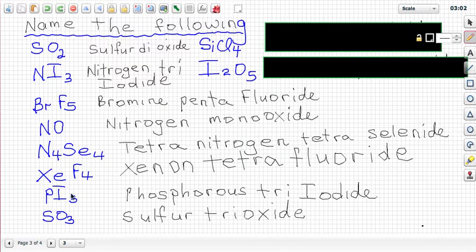Okay, PI3, first element is phosphorus. There are 3 iodine, so we will say phosphorus triiodide. SO3, 1 sulfur, we don't say monosulfur, simply sulfur, trioxide.